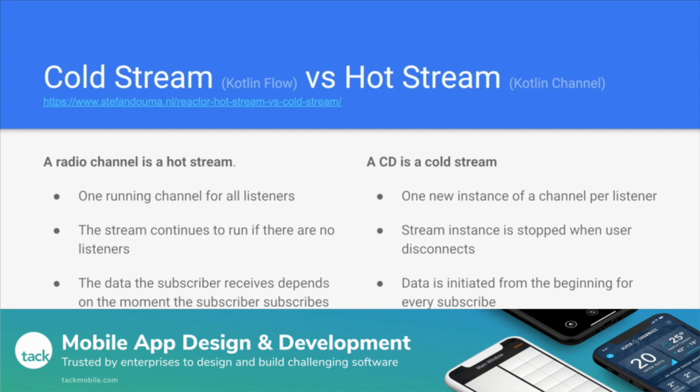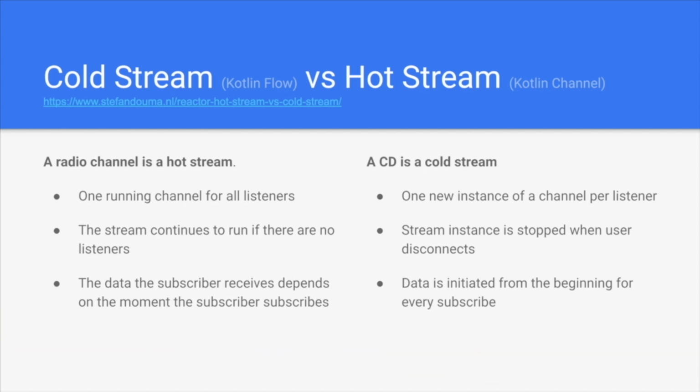Whereas a CD is considered a cold stream because every single user has their own copy of the CD. You're not going to be listening to it until someone puts it into the CD player and starts playing it. And the data is inside the CD. So when you talk about initializing a hot stream, you're getting live data off the air. When you talk about initializing a CD, you're getting the first bit from the first song every single time you start that CD.